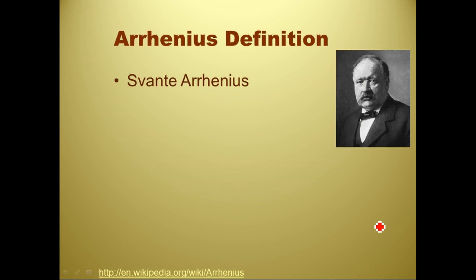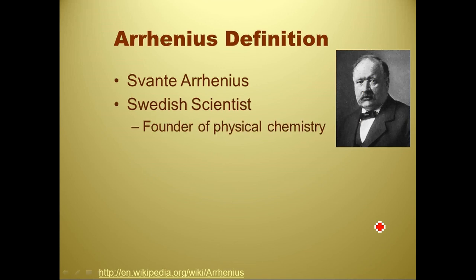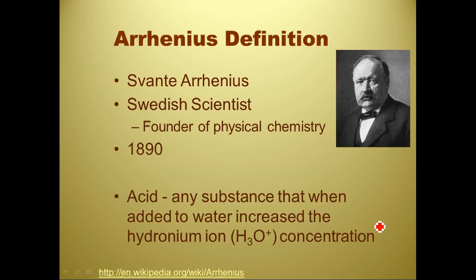All right, Svante Arrhenius is a Swedish scientist. He's known as the founder of physical chemistry, and he did most of his work in about 1890. He defined what an acid is. He was the first person to define an acid. He said an acid is going to be any substance that when we add it to water is going to increase the hydronium ion concentration.